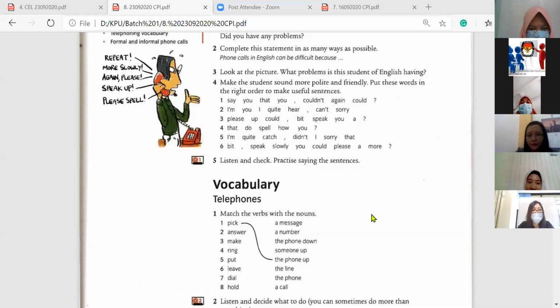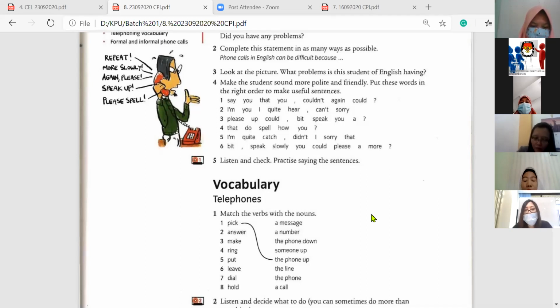Number 4. Ring the line. No, not ring the line. So number 4, ring someone up. That's the only answer, ring someone up. No, not ring the phone, ring someone up.